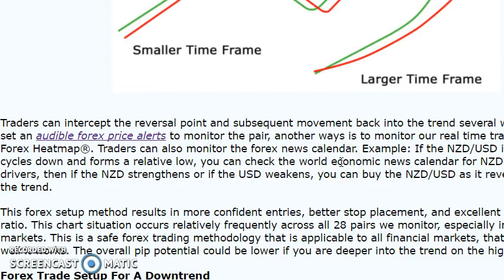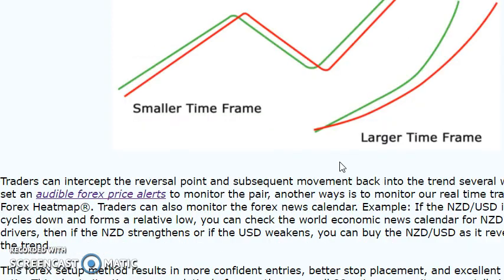Another example: one of the ways to know how to intercept this point right here. There are a lot of ways you can intercept this point. You can do it with audible price alerts. You can set a price alert on your trading platform to intercept this price level right here. Another thing you can do is look at the Forex news calendar, which shows the economic news drivers that occur in the main trading session or the Asian session.